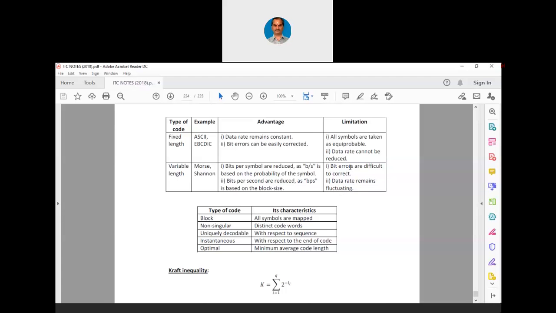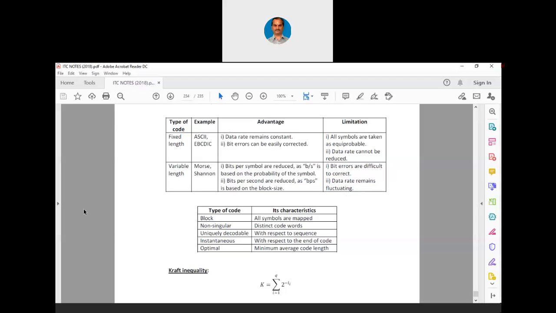And then the second limitation is that the data rate remains fluctuating in the case of variable length coding. For example, let us say highly probable symbols are going together, then they will have fewer bits. In such a case, the total stream will have fewer bits. Let us say later the low probable symbols are going together, then they will have a larger number of bits. Suddenly the data rate will increase. This way the data rate remains fluctuating in variable length coding. But its advantages outweigh its limitations.